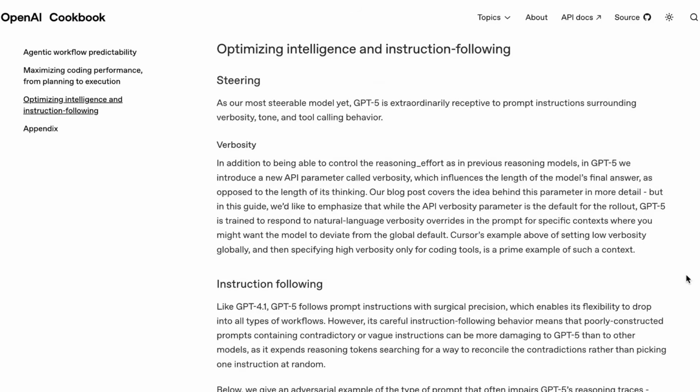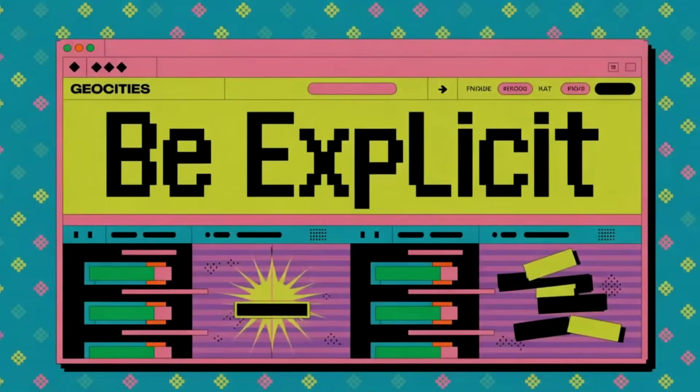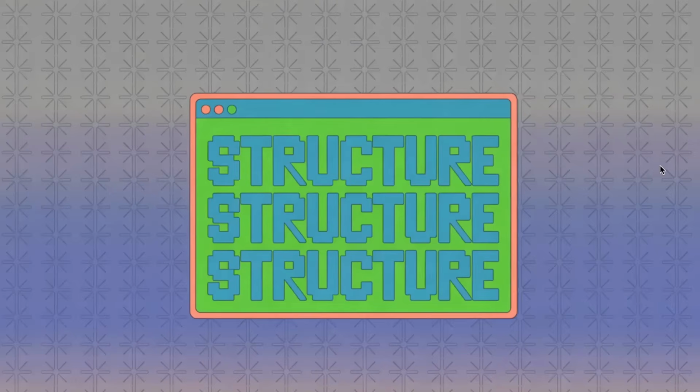This, by the way, was validated by OpenAI when they shared their prompting guide. They write, as our most steerable model yet, GPT-5 is extraordinarily receptive to prompt instructions surrounding verbosity, tone, and tool calling behavior. GPT-5 follows prompt instructions with surgical precision, which enables its flexibility to drop into all types of workflows. However, they continue, its careful instruction following behavior means that poorly constructed prompts can be more damaging to GPT-5 than to other models.